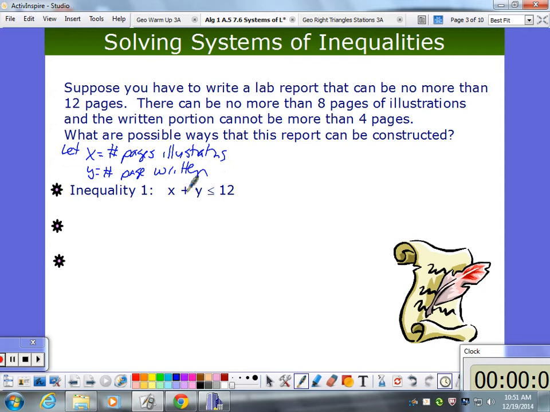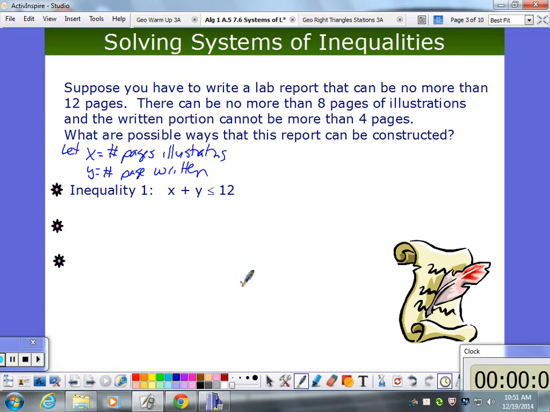Is that equivalent? Yes. Now, I don't know if I would have thought about it that way. I probably would have thought about it as x plus y is smaller than or equal to 12. But what you said is equivalent. So the number of illustrations plus the number of written pages has to be less than or equal to 12. Isn't that what that says?